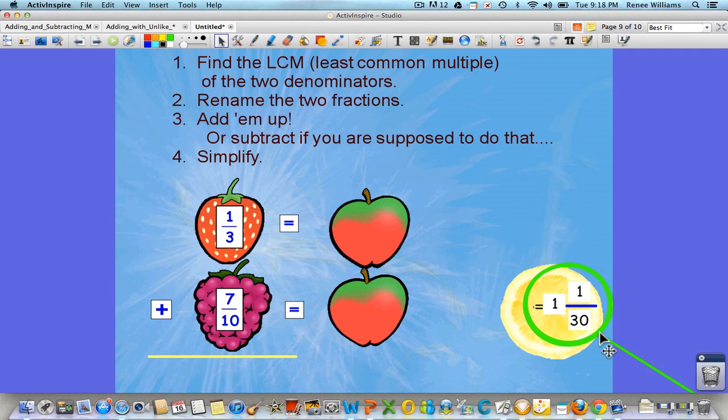Just remember these 4 basic steps for finding the least common denominator, and you will be all set in adding and subtracting fractions in no time.